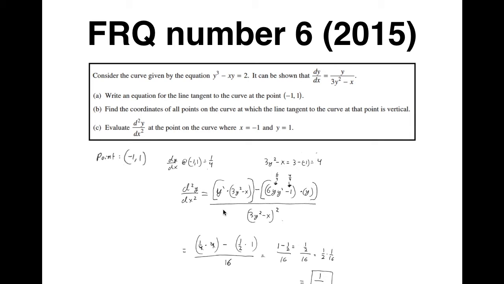Sorry, actually, this is uv prime. But it doesn't matter, because a times b equals b times a. But that's what the student did.